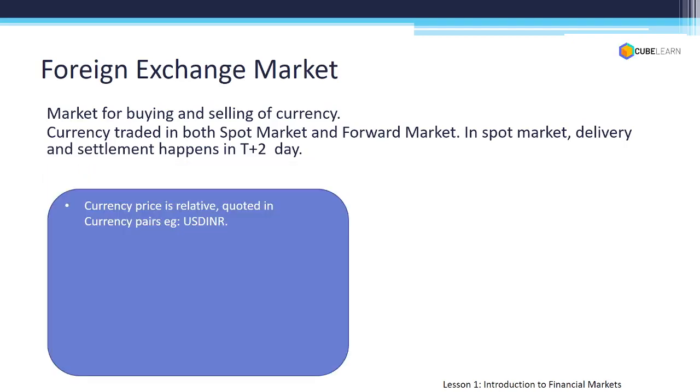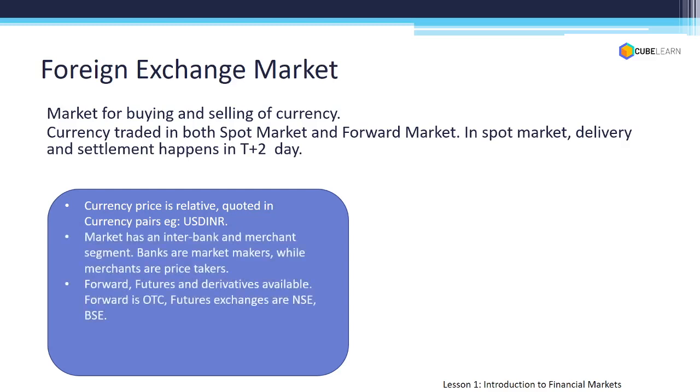Currency is quoted in pairs. Let's look at this example of USD INR. If the price quote is 65, it means 1 USD is equal to 65 INR. USD is called the base currency and INR is called the quoting currency. Banks provide two-way quotes and are called market makers, while merchants buy or sell at the price given by the bank and are called price takers.